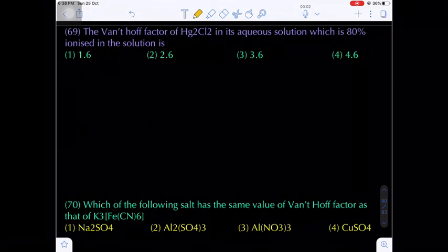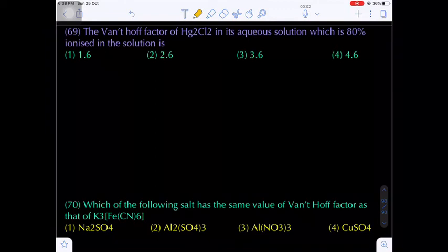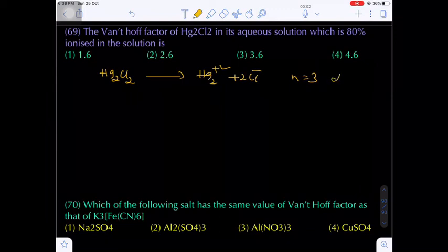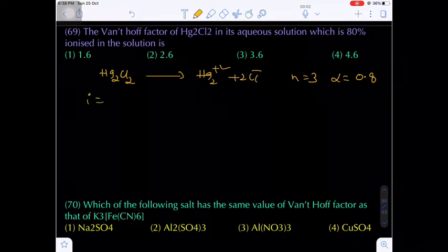Now question number 69. The Van 't Hoff factor for mercurous chloride in aqueous solution, if 80% it ionizes. Now just now I told you how mercurous chloride ionizes, as a mercurous ion, that will be Hg2 plus 2, plus 2 chloride ions. Okay, so total number of ions produced is 2 plus 1, 3. And what is the alpha, degree of dissociation? 0.8 or 80%. From here shall I find the iota?